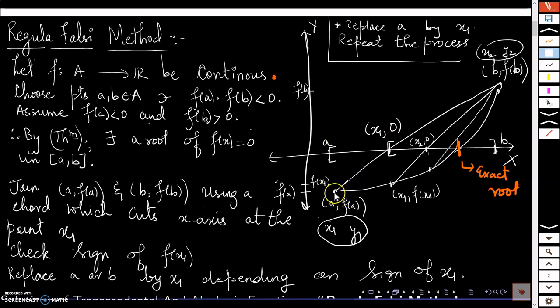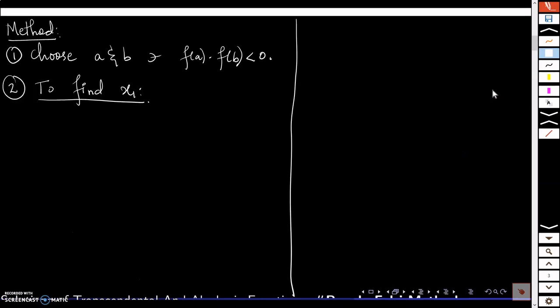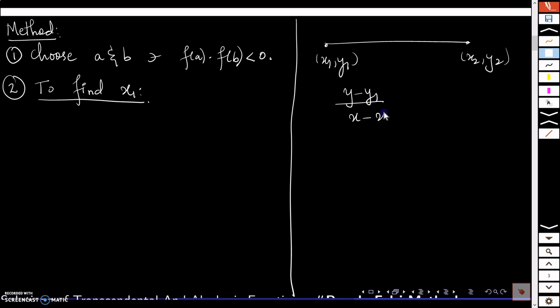Now if you see that chord joining a comma f of a and b comma f of b, I already have 2 points on that chord. So using 2-point form, I can find the equation of that chord. If I have the point x1 y1 with me and x2 y2 with me, which are lying on this chord, then the equation of this chord is given by y minus y1 upon x minus x1 is equal to y2 minus y1 upon x2 minus x1. This is called 2-point form, which you'll have studied in your 12th standard.